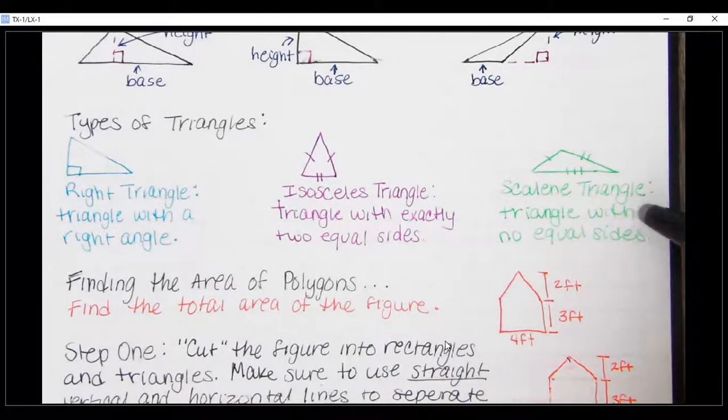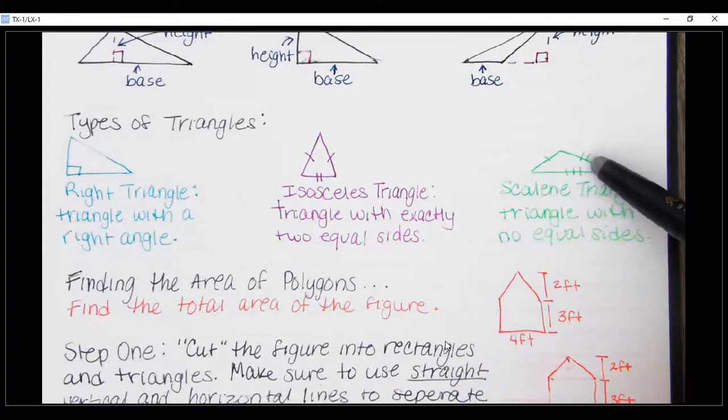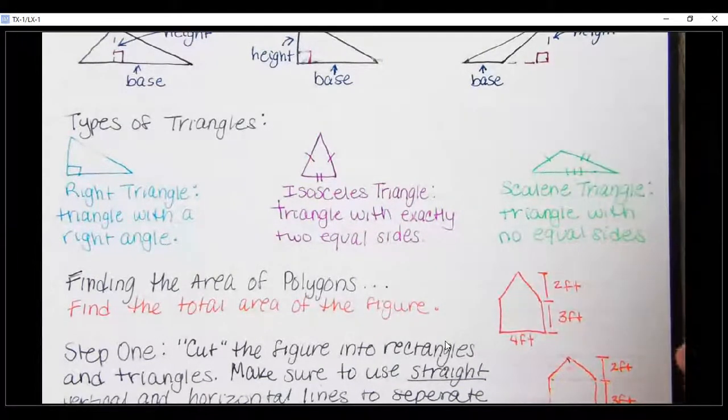And then finally, I have a scalene triangle. A scalene triangle is a triangle that doesn't have any equal sides. And again, I can see that in my drawing. This side only has one line going through it. This side has two, and this side has three. Since none of those numbers of lines are the same, they're all going to be different.